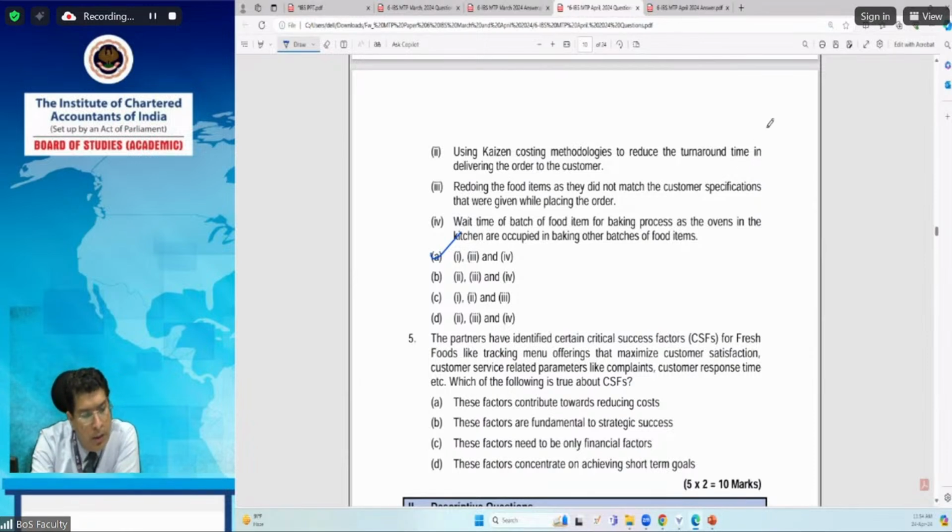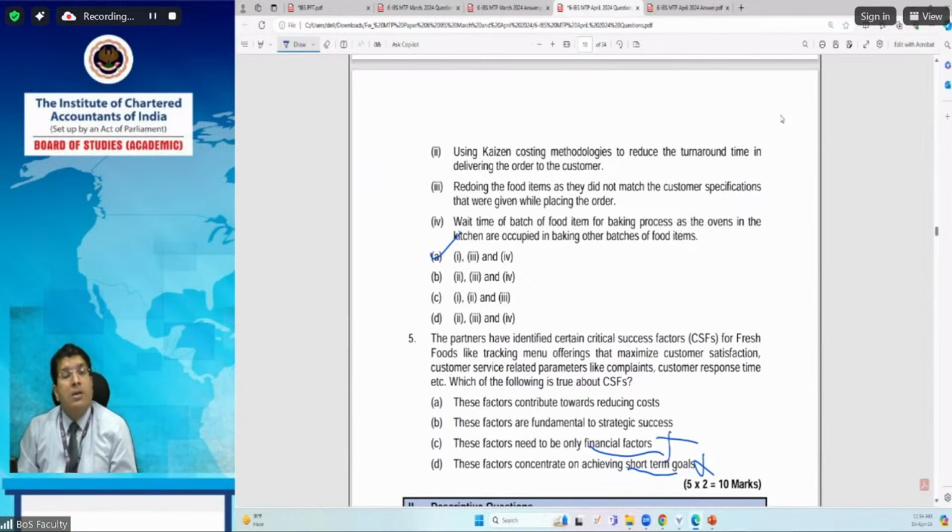Now, D option says these factors concentrate on achieving short-term goals. It is incorrect because critical success factors are linked with long-term success of a company. C says these factors need to be only financial factors. No. CSF also involves non-financial factors.